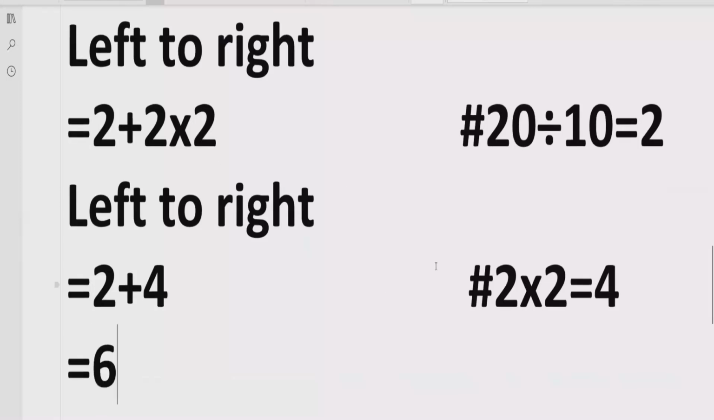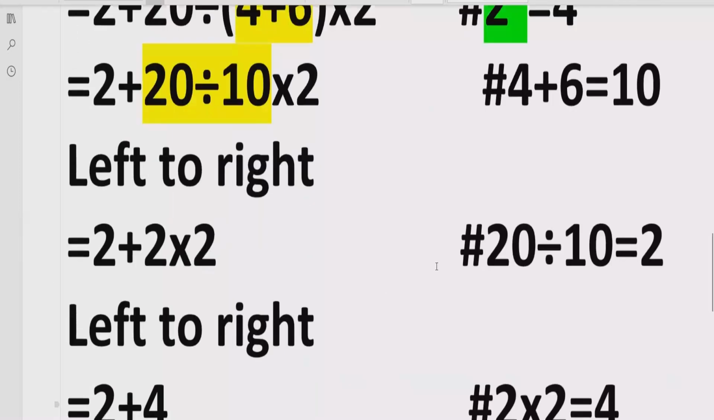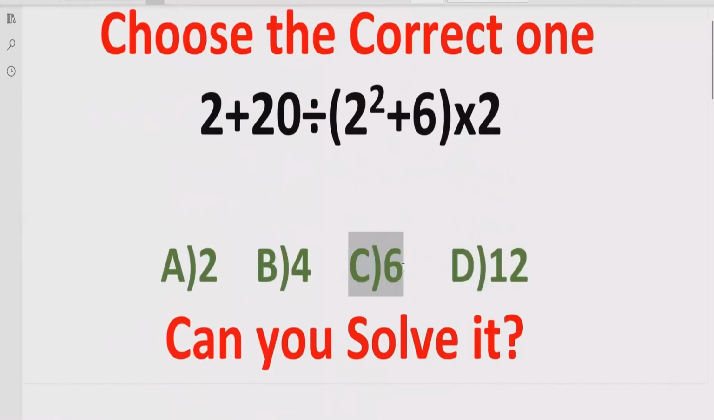The answer of the given expression is 6. If you see the answer list, answer C is the correct answer of this expression. So I hope you understand how you can solve the given expression using the PEMDAS and BODMAS method and find out the correct answer.